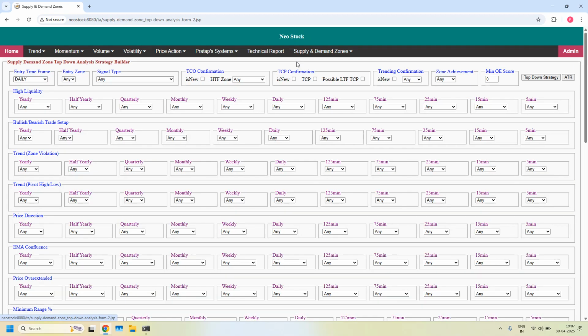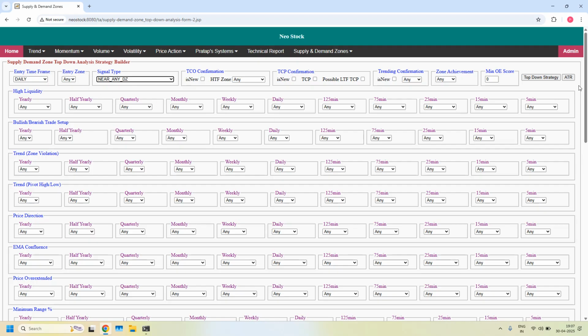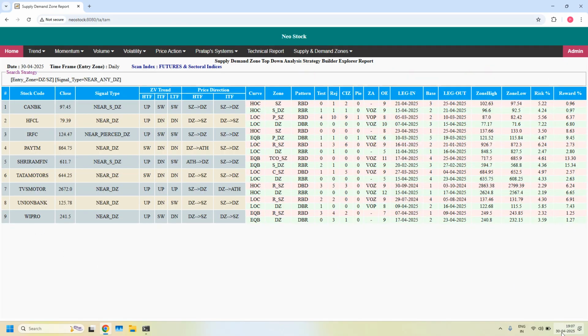Next time frame is daily. Entry time frame daily. Let us find the stocks near to the daily demand zone. We got 9 stocks. Let us identify high liquidity daily demand zones from this list. Canara Bank is having a daily high liquidity demand zone. Shriram Finance is having a daily high liquidity demand zone. That's it. We identified 2 daily high liquidity demand zones from this list.